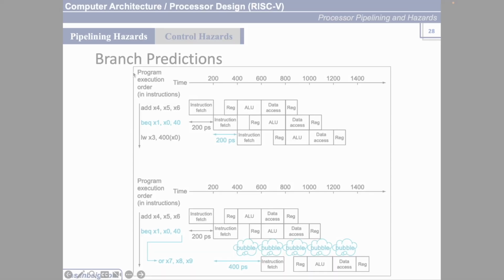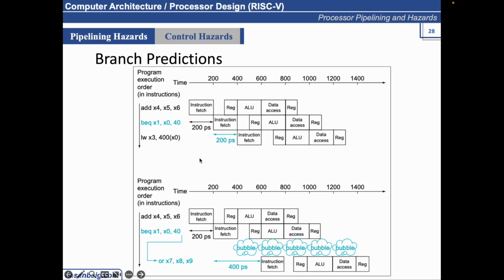Okay, let's see this example here. You see there is a load word instruction after this BEQ. If you assume that the branch condition is not satisfied, then it should execute the next instruction, which is LW in here. So it will start executing the next instruction without any delay.